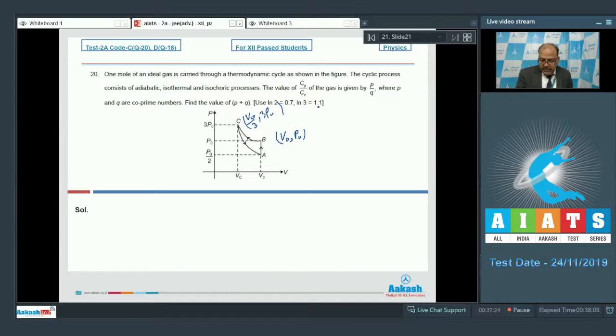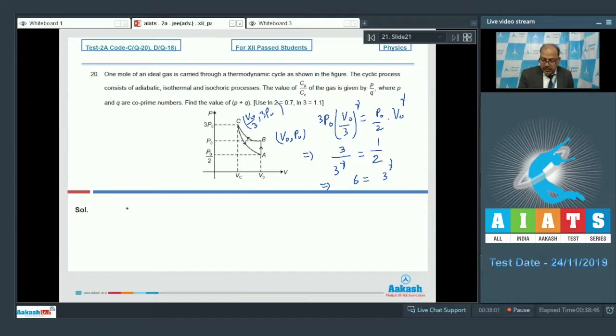So for process CA we can write pressure at point C is 3P0, volume is V0 by 3, PV to the power gamma is equal to P0 by 2 into V0 to the power gamma. On simplifying, we get 3 by 3 to the power gamma is equal to 1 by 2, or 6 is equal to 3 to the power gamma.